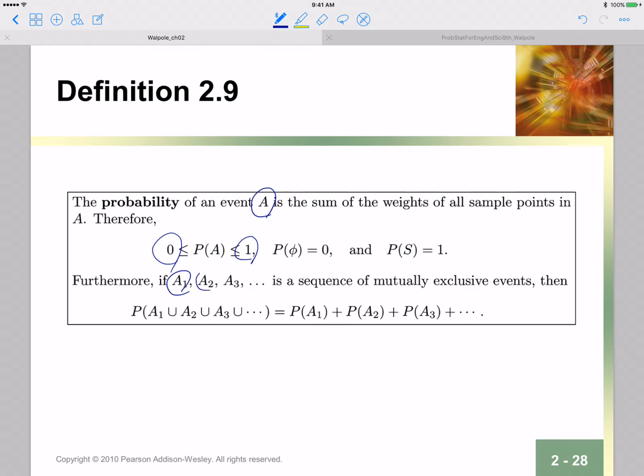And then we can consider multiple different events. If they are mutually exclusive events, it means they do not overlap with each other, or their intersection is an empty set, which means they cannot happen at the same time. Okay? It is not possible. In that case, the probability of the union of all these events is just the summation of the probability of each event.